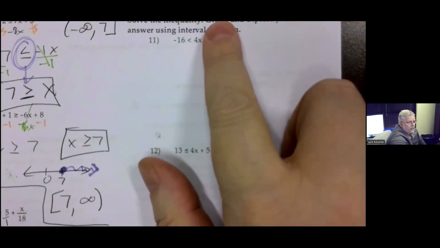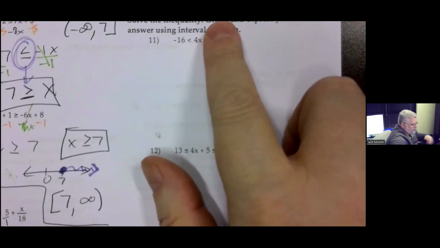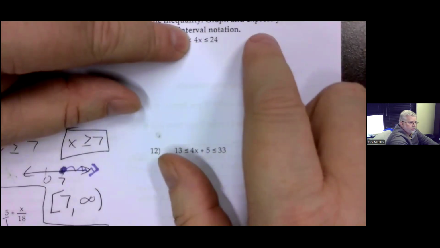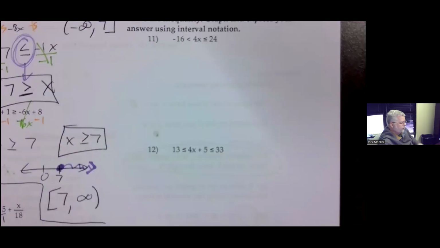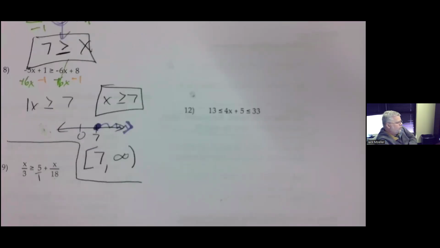And I will say that for some reason, I see a lot of examples written where they split this compound, and they'll say, solve negative 16 is less than 4x. And then they'll say solve 4x is less than or equal to 24, and then put the answers together. Well, putting the answers together, you really have to know we're talking about and or, and that takes it to a kind of a higher level of problem. So I can kind of theoretically see why they're doing it, but for us, we're not doing and or inequalities.